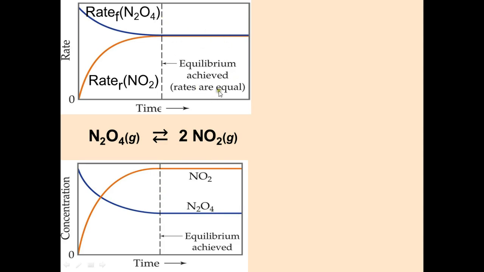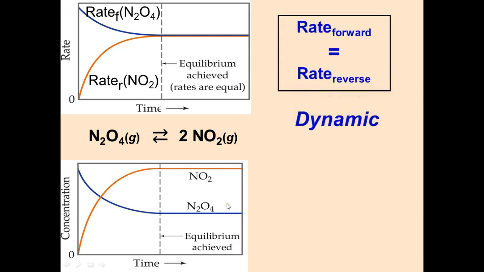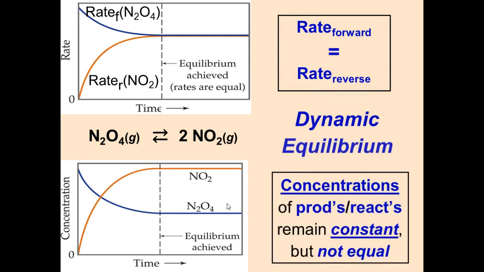And this one shows rates. We know that the rates from reactants to products and products to reactants are equal. Because those are equal, there's always something replacing another. The concentrations of the products and reactants stay constant. This is also called dynamic equilibrium because there's stuff always going on, but the concentrations of products and reactants remain constant.